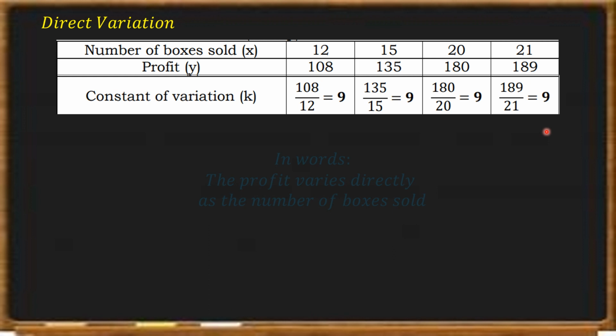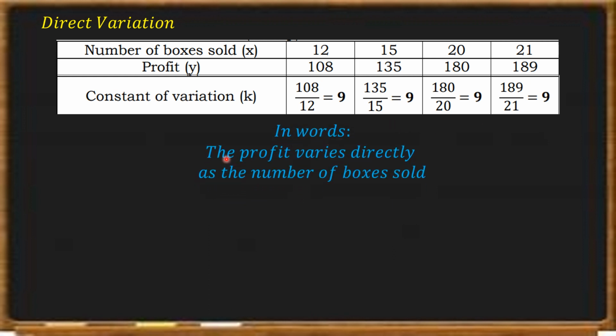So, how do we translate this into words? In a statement, the profit varies directly as the number of boxes sold. This is what the table refers to: the profit is the letter Y, and the number of boxes is the letter X. When we replace those words with Y and X, we get: Y varies directly as X. This makes our statement or phrase shorter. So, Y varies directly as X. Profit is Y, number of boxes sold is X.